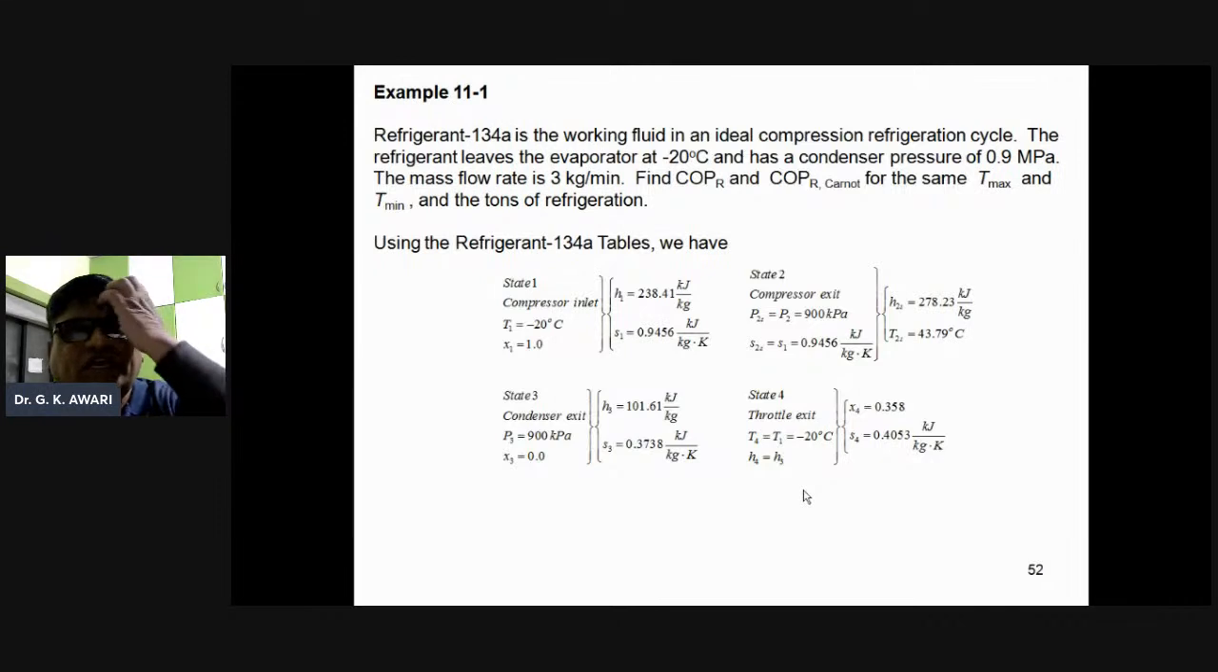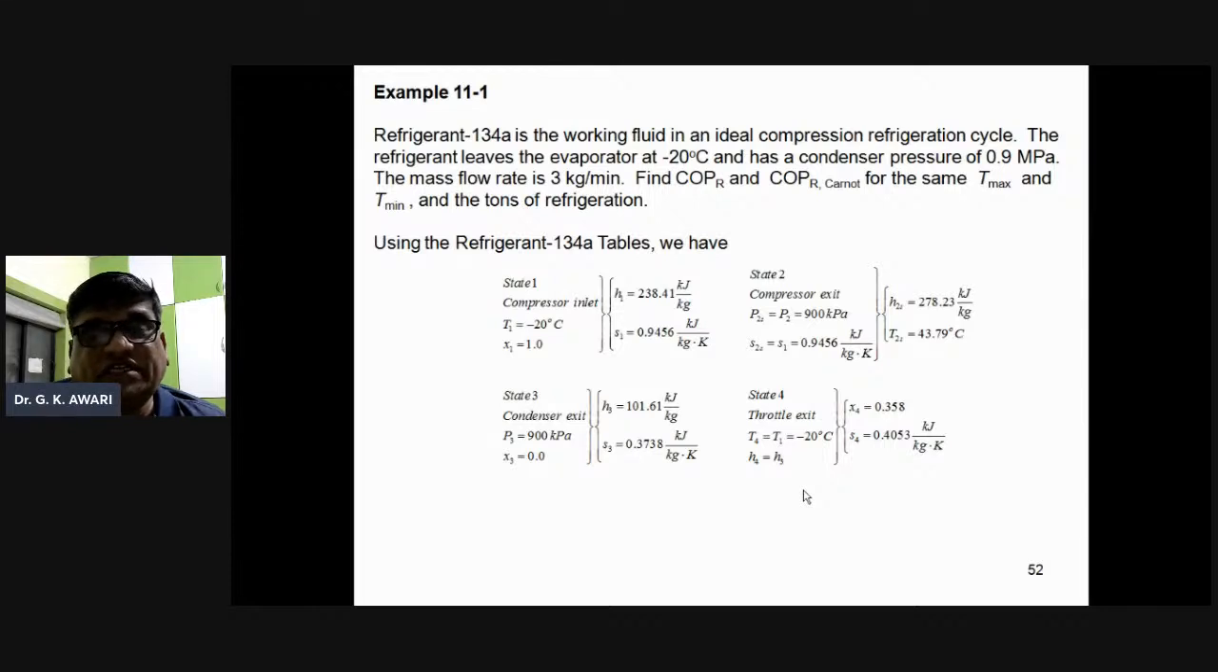So this is one example: refrigerant 134A is the working fluid in an ideal compression cycle. The refrigerant leaves the evaporator at minus 20 degrees centigrade and has a condenser pressure of 0.9 megapascal. The flow rate is also given, 3 kg per minute. Find the COP of the refrigerator, the COP of the Carnot cycle for the same Tmax and Tmin, and the tons of refrigeration.